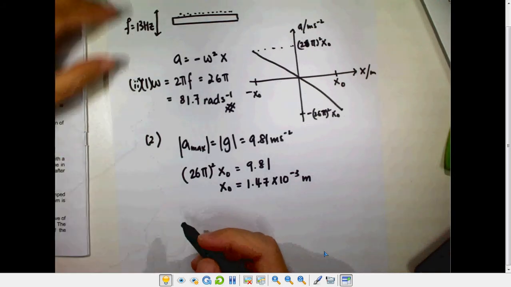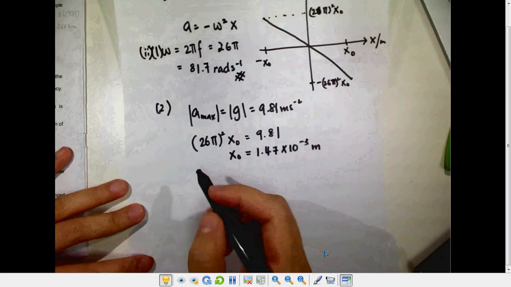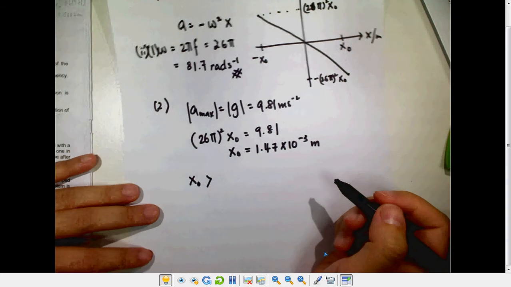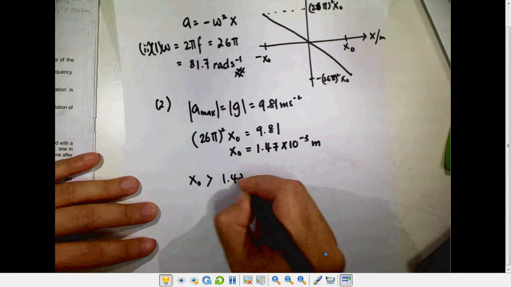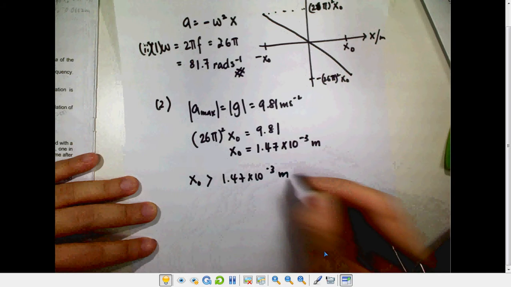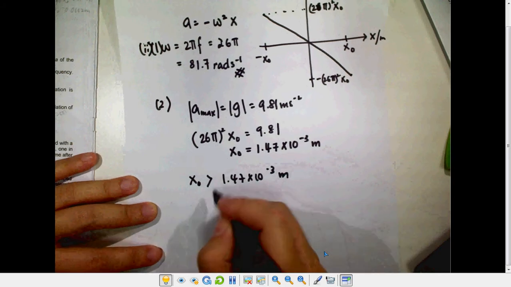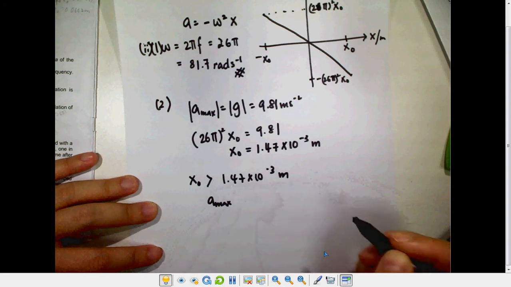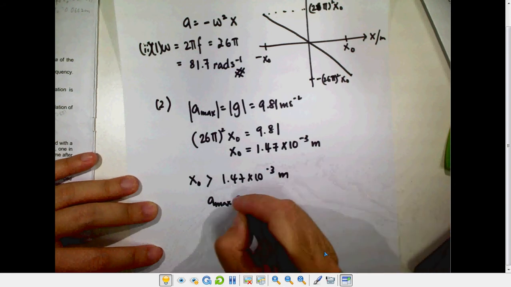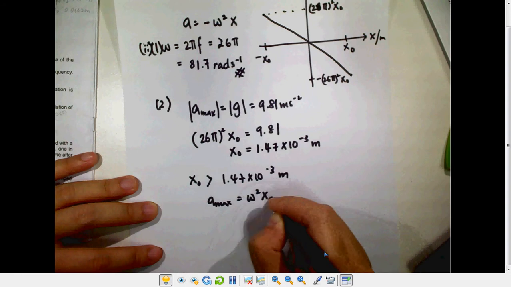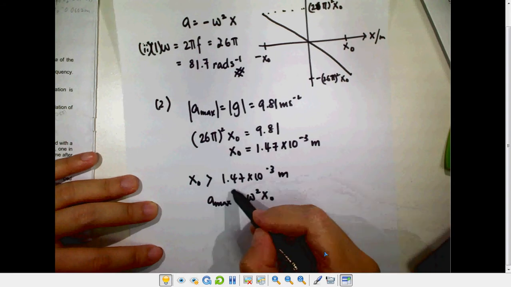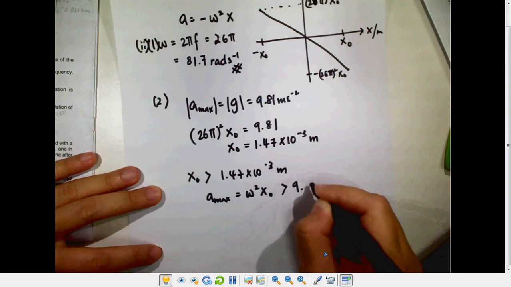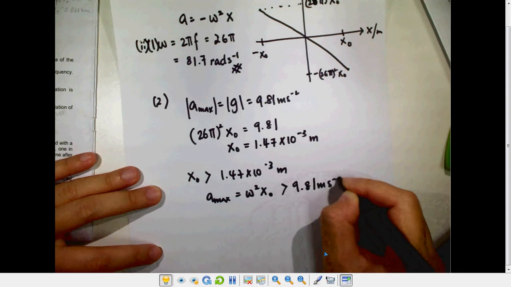Okay. The last part asks us to suggest with a reason what happens if amplitude x naught is more than 1.47 times 10 to the power minus 3 m. So if you look, this value is closely related to a, because a max is equal to omega squared x naught. So if this value is more than 1.47 times 10 to the power minus 3, it means that a max will be more than 9.81 meters per second squared.